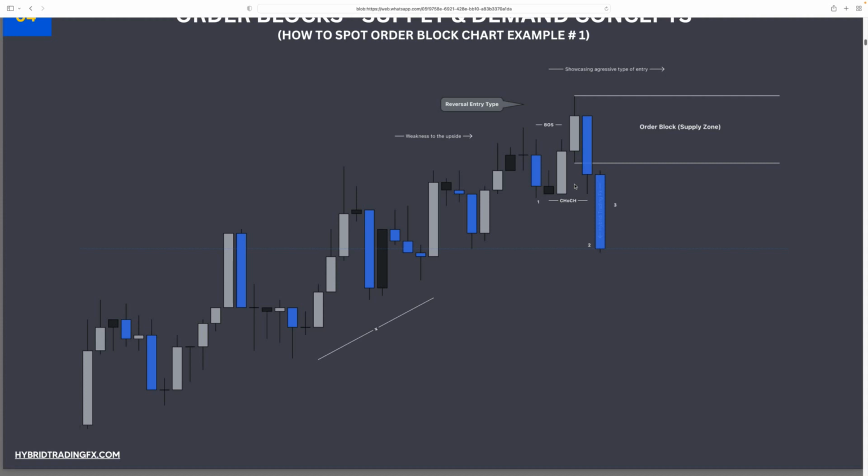Also, quick tip. Pair characteristics are really, really important, so get to know the pair that you trade. I'm going to give you an example. You cannot trade one strategy on all the pairs that exist. Okay, whoever told you that is basically lying to you.